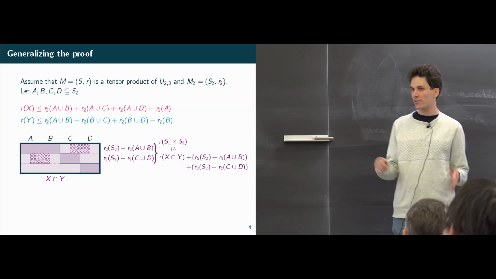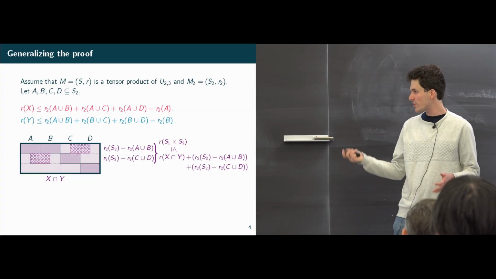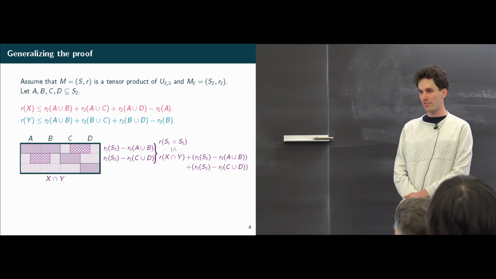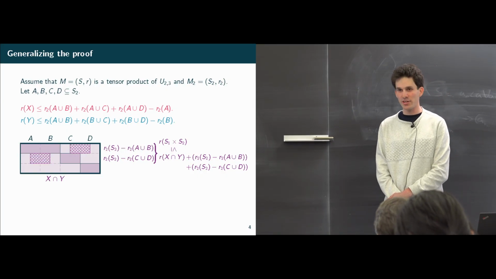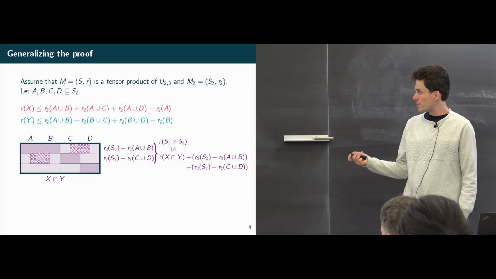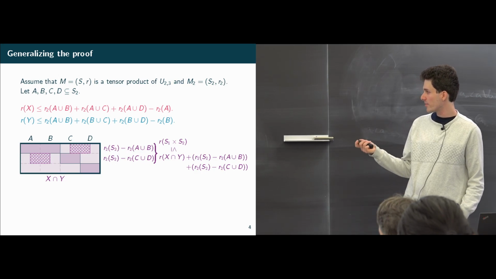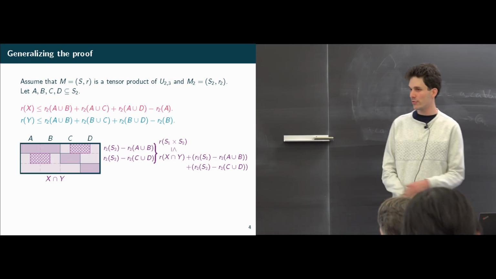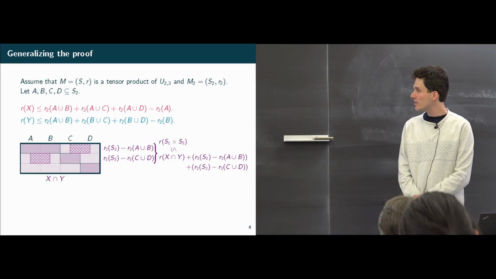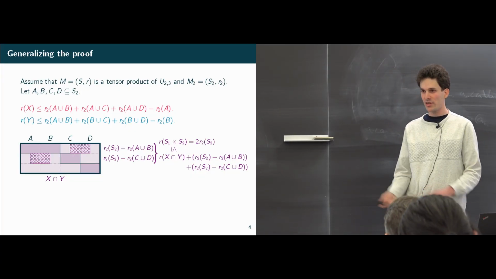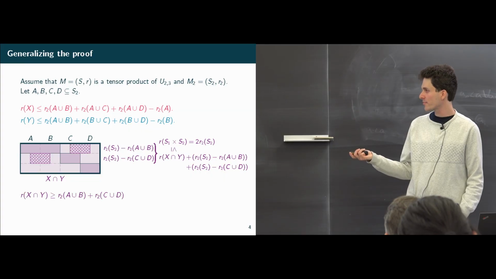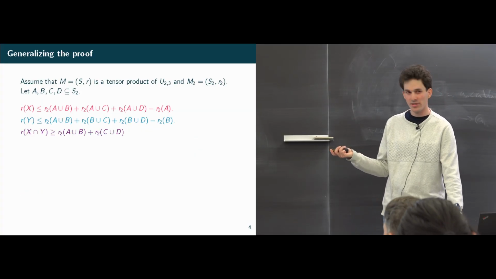So nothing new happens. Instead of doing it just for the Vámos matroid, we can do this with the rank function for any matroid. And with this many elements, we span the whole ground set, which means that the rank of the intersection plus this new element is at least the total rank, which is just 2 times the rank of the second matroid, because we have a tensor product with U2,3. So we get some lower bound on the intersection.